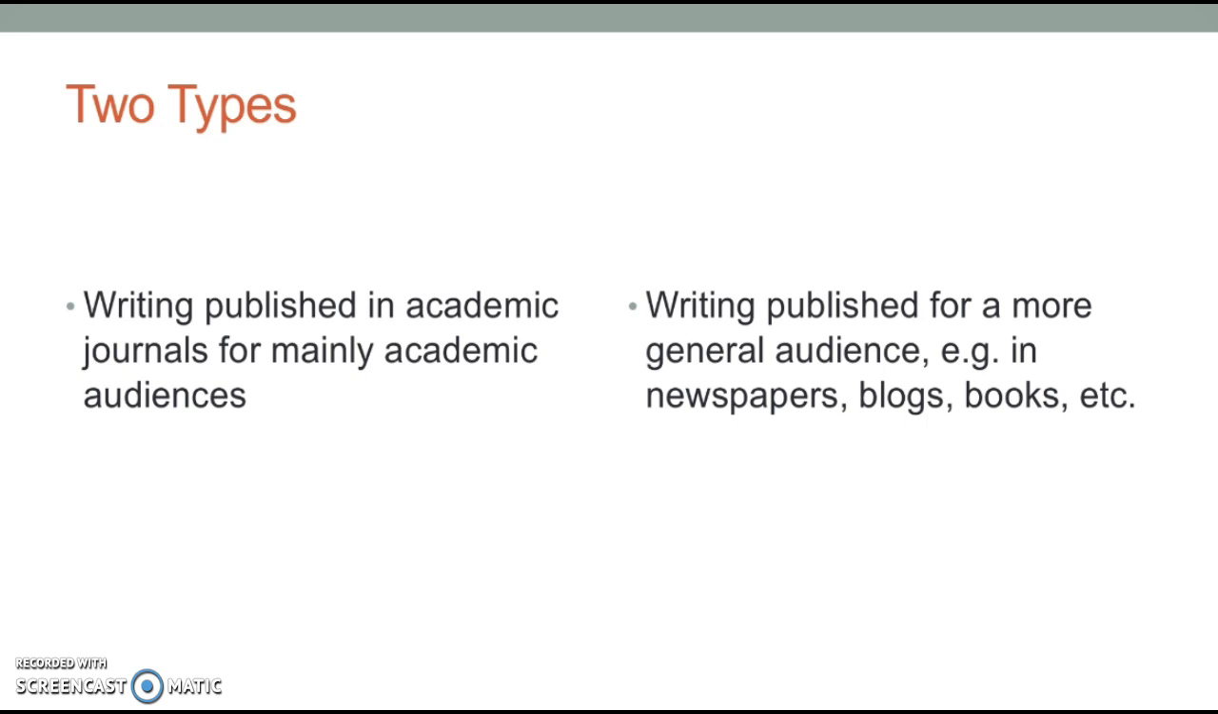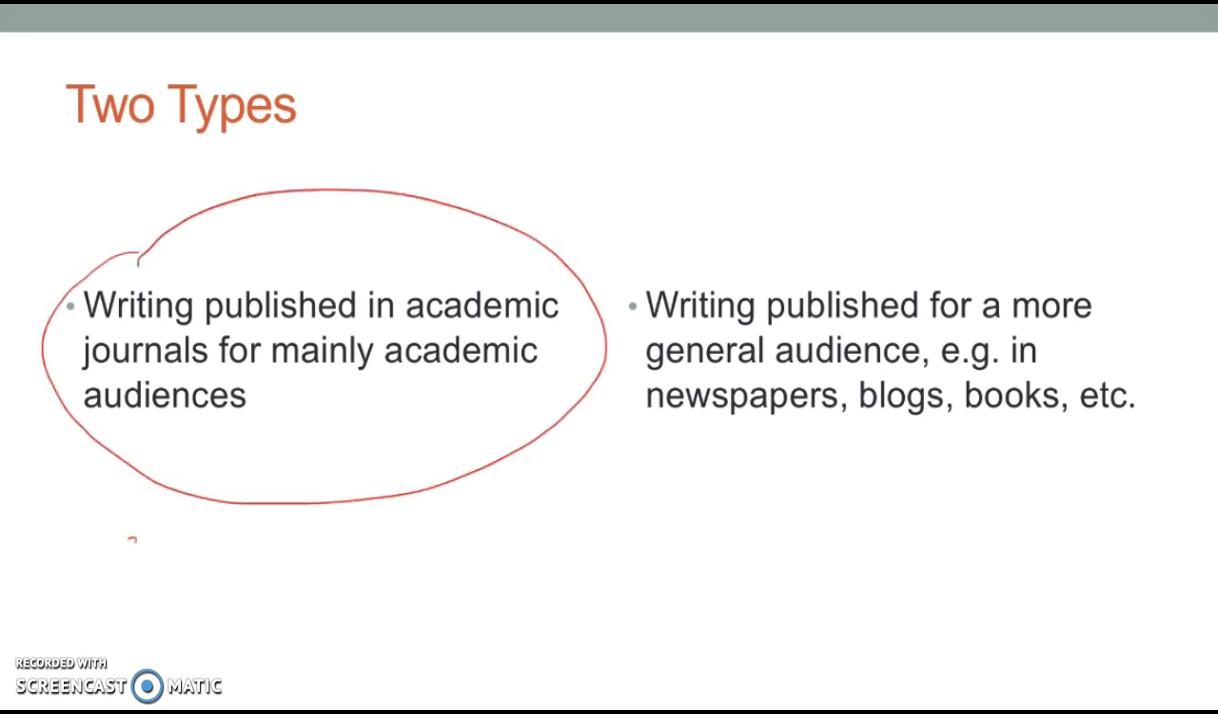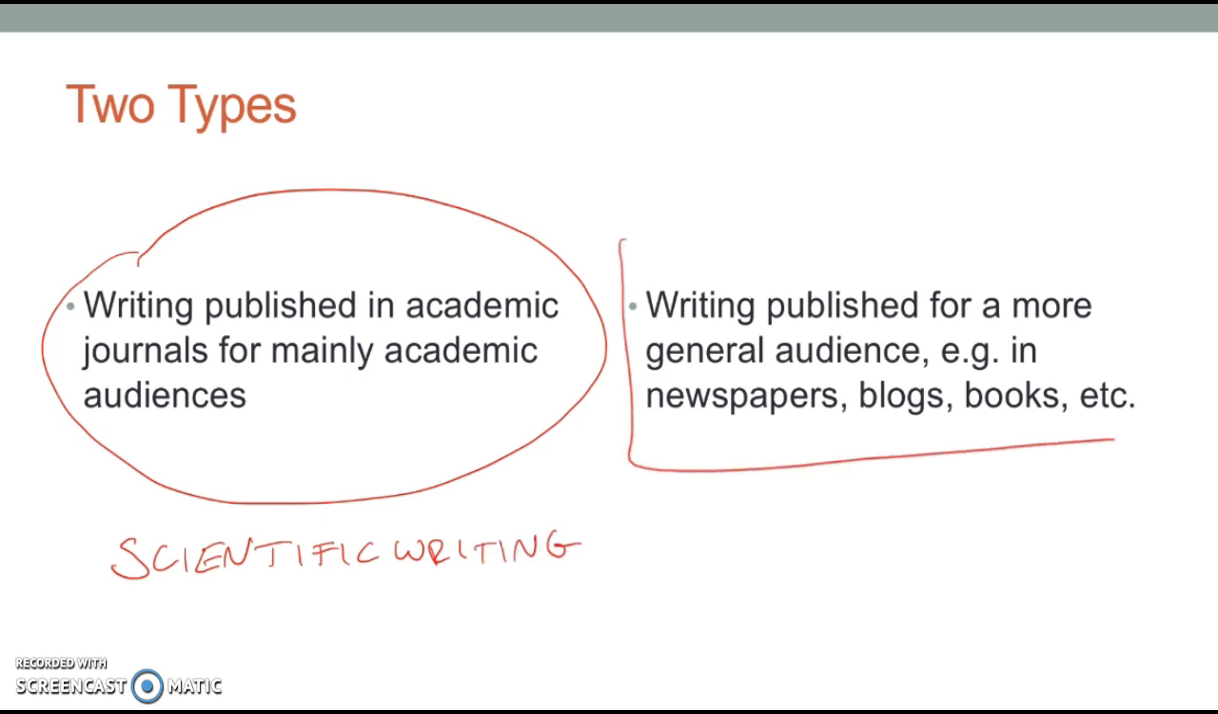Scientific writing is often used to describe writing that is published in academic journals for mainly academic audiences. So this here would be considered or is often described as scientific writing. Science writing, on the other hand, often refers to writing that is published for a more general audience, such as newspapers, blogs, in books, etc. So for a much less discipline-specific audience. So this is often referred to as science writing.